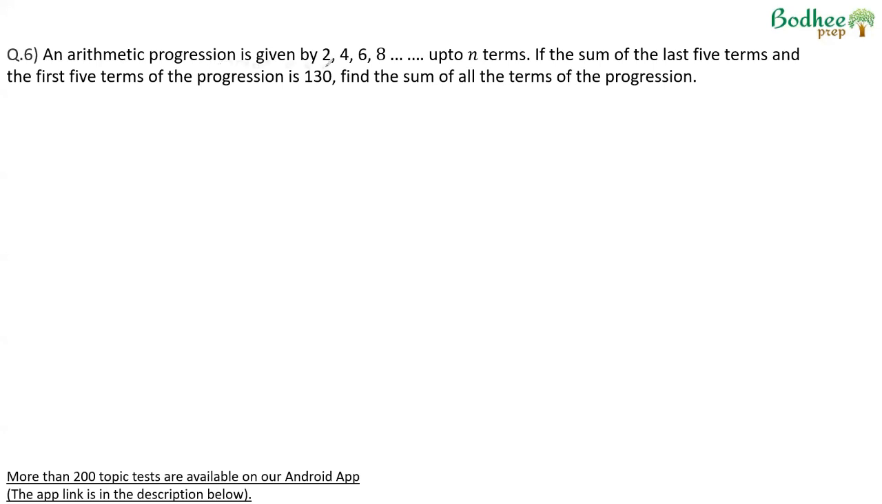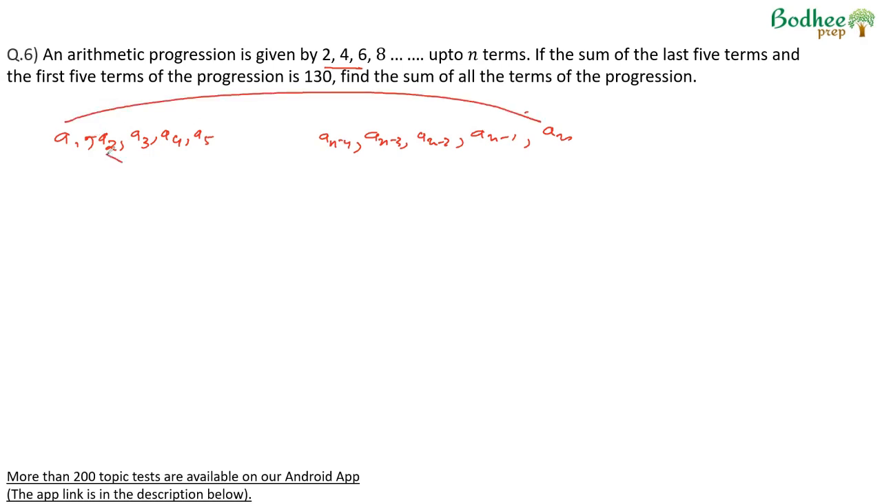An arithmetic progression is given by 2, 4, 6, 8, and so on. It starts with 2 and gets added up to n terms. The sum of the last 5 terms and the first 5 terms in the progression is 130. So A1, A2, A3, A4 and A5, these are the first 5 terms. The last 5 terms will be AN, AN minus 1, AN minus 2, and so on, up to AN minus 4. Now for an arithmetic progression, we know that the sum of the first and last term is the same as the second and second last term, the same as the third and third last term, and so on.